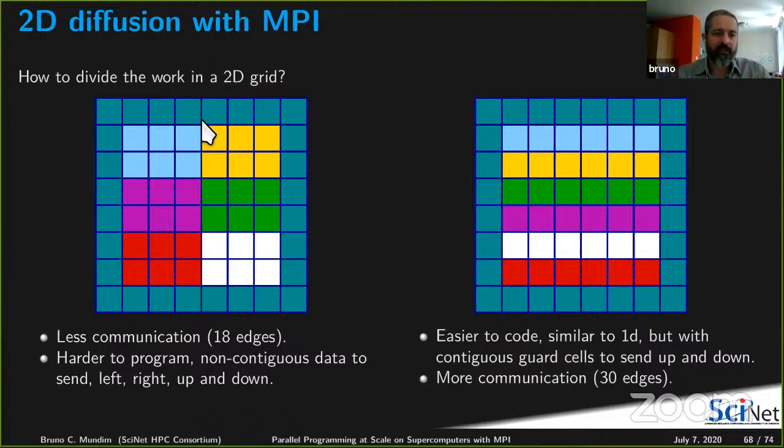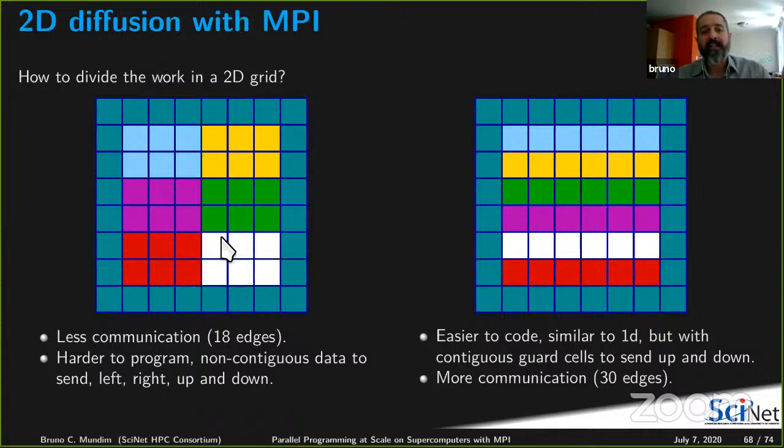So for example, if you look at this kind of decomposition and count the edges, 1, 2 times 3, 6, 3 times 2, 6, plus 6, 12, you see 18 edges, right? So the data that needs to be exchanged here is going to be, let's say, 18 doubles, right? If you do the same here, you're going to see 6 times 5 is 30 edges, so 30 doubles. So the communication on this kind of splitting is larger than on this kind of decomposition.